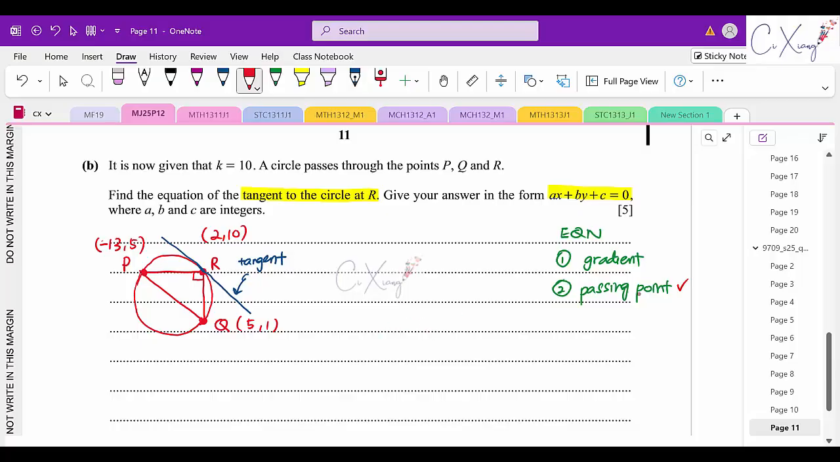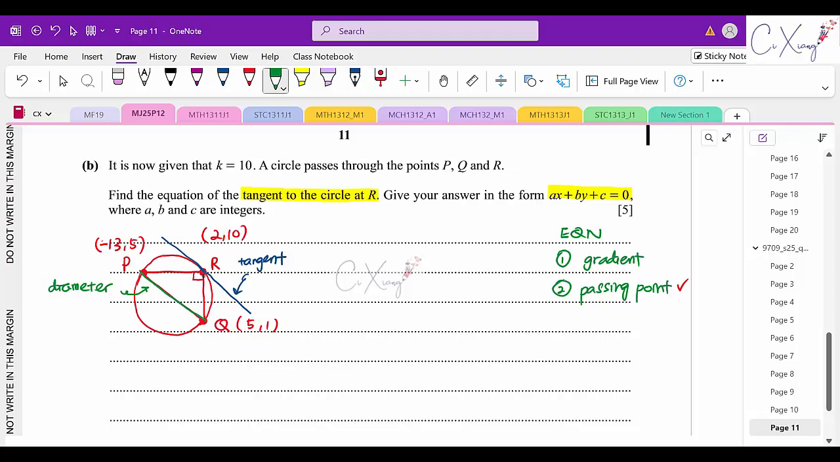And now we need to get the gradient. How can we get the gradient for this tangent line? You have to use some properties that we learned earlier. The first property is when we have a right angle triangle in a circle and the right angle touches the circumference, the line PQ, the hypotenuse of the triangle, is the diameter. You have to recall and use this small concept to find the gradient.